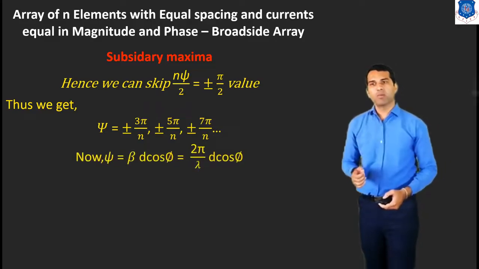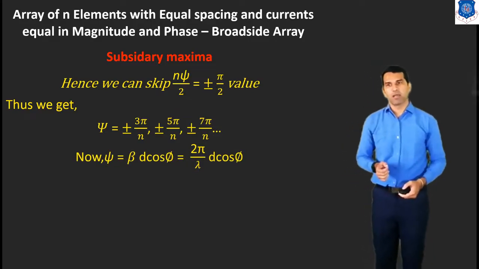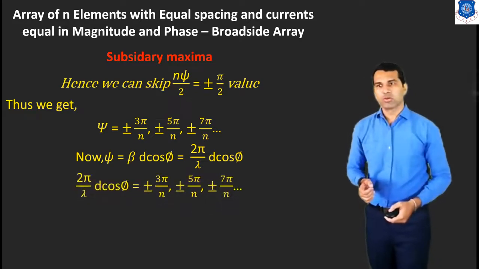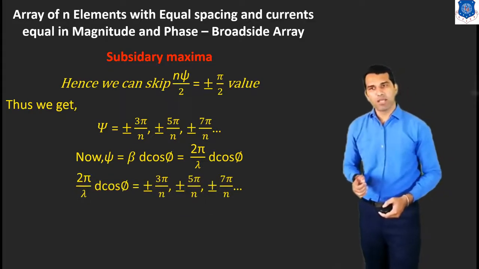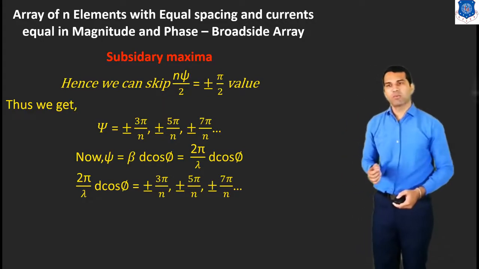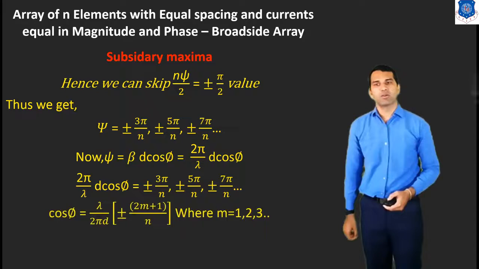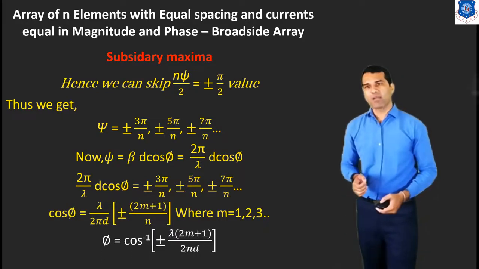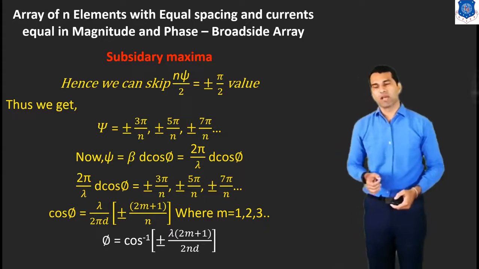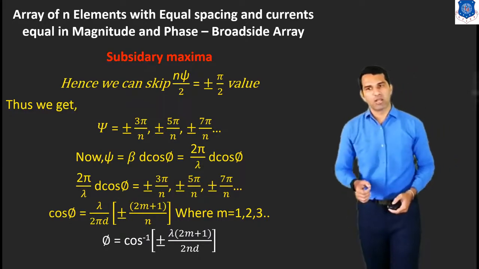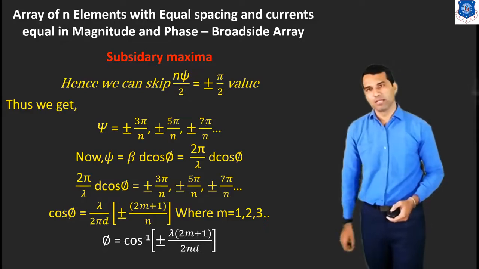So now we have ψ equals βd cos φ, and the value of β is equal to 2π/λ. So 2π/λ d cos φ equals plus or minus 3π/n, 5π/n, 7π/n. So we get φ for the subsidiary maxima equal to cos inverse of plus or minus (2m+1)λ upon 2nd.